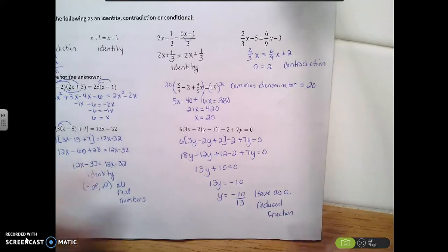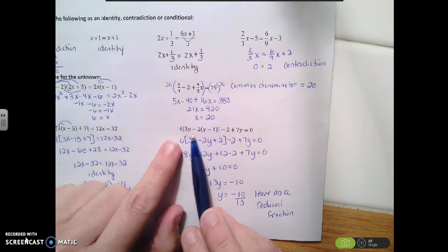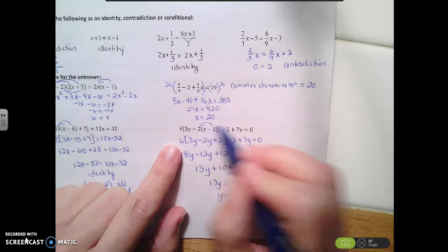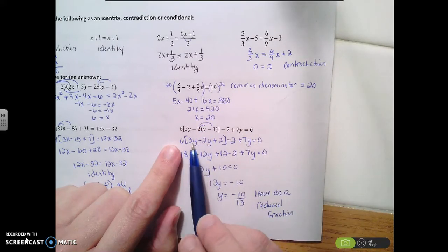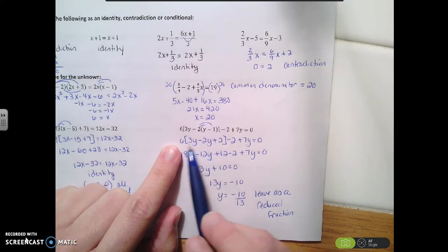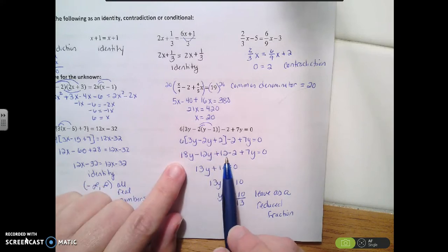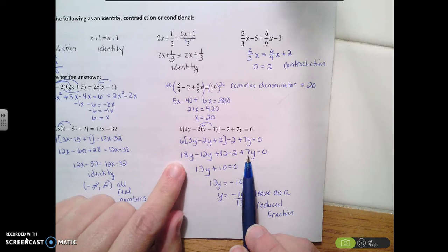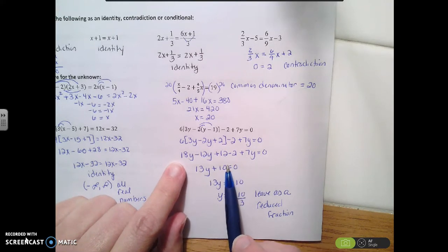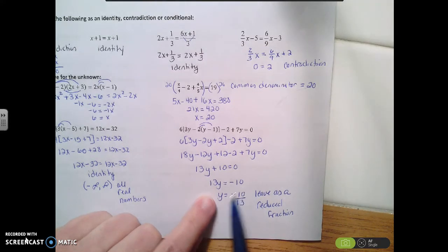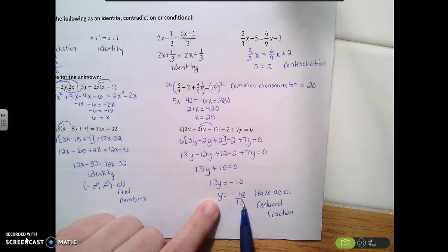Okay? Again, we're going to come back to the fraction problem. This one's the same type of problem. We have to distribute the 2 on the inside. And so we end up with 6 and 3y, negative 2y plus 2. Now I need to distribute the 6. The minus 2 and the plus 7y just carry down. And then when I combine all my like terms, I end up with 13y equals negative 10. And then y equals negative 10 over 13.